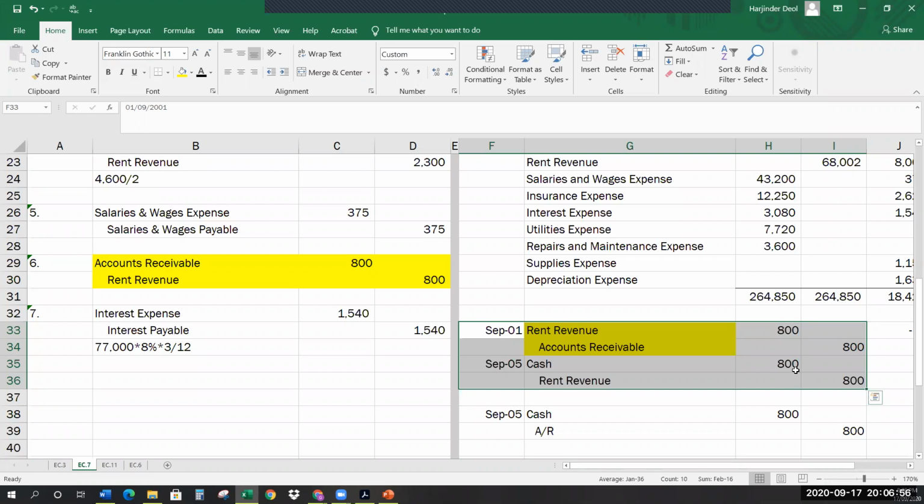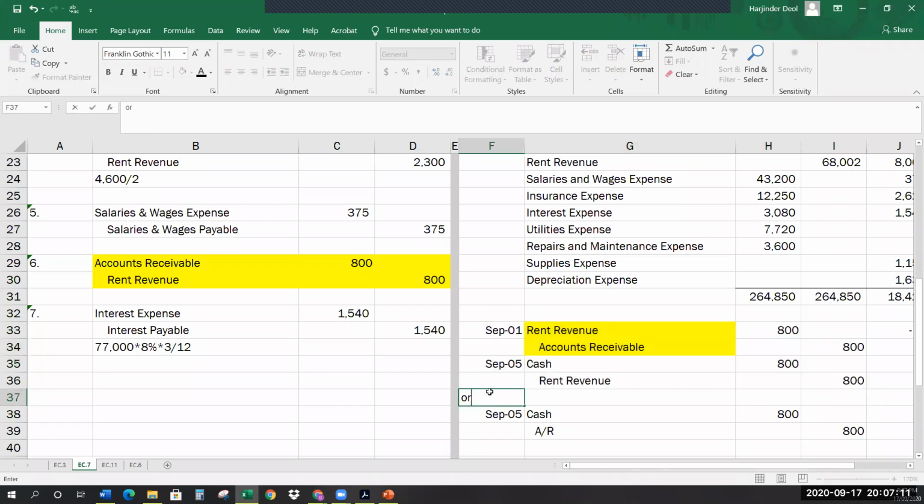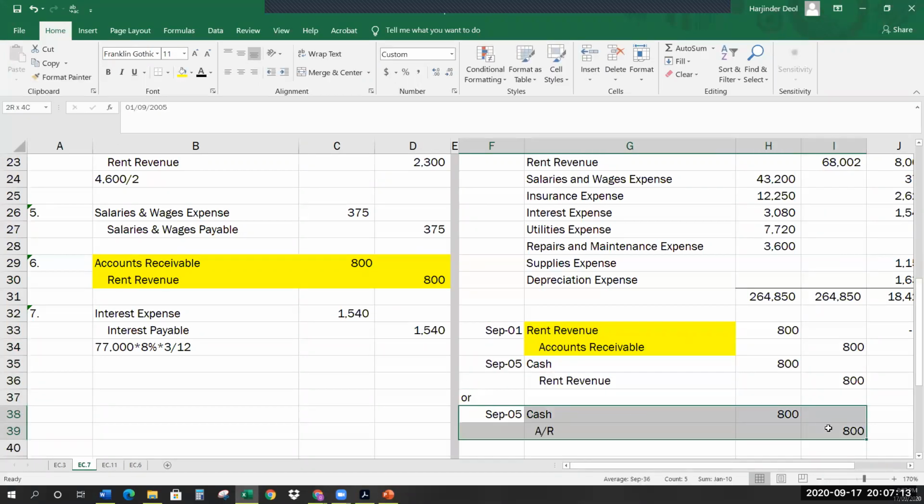As we said, it's just a matter of preference whether you use the reversing entries or you go ahead and adjust that. I know some people don't like reversing entries and they go ahead and use an adjusting entry. So this is this or this, guys. This is an adjustment, so they can go ahead and start adjusting that.